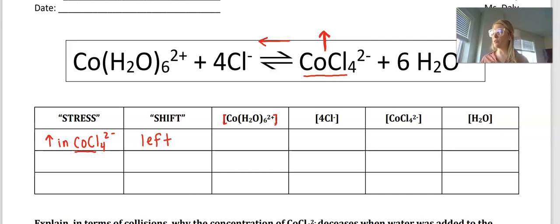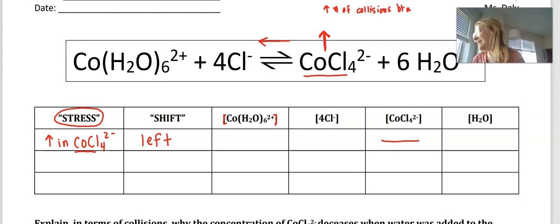Okay, anytime we're talking about whatever our stressor is, I like to call that the plateau, and we'll talk a little bit more about why that is in a moment. But what we're going to do is increase our COCl4, and as a result, there's going to be an increase in the number of collisions between the COCl4 2 minus and H2O. So we're going to be making those 2 collide more often. So what do you think happens to the amount of water that we have then?